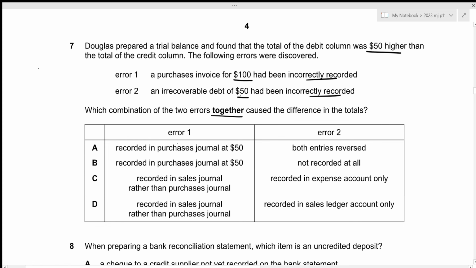For error 1, we have recorded in purchase journal at 50. So we're talking about a journal, which means that this is an error of original entry, and such errors will not be reflected in the trial balance, so we do not need to consider this factor.